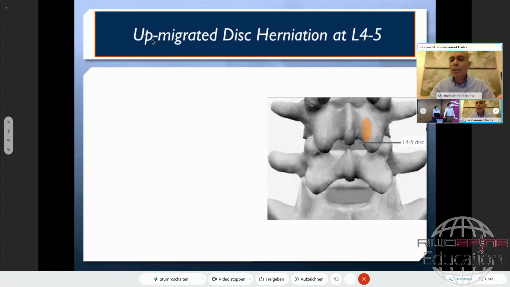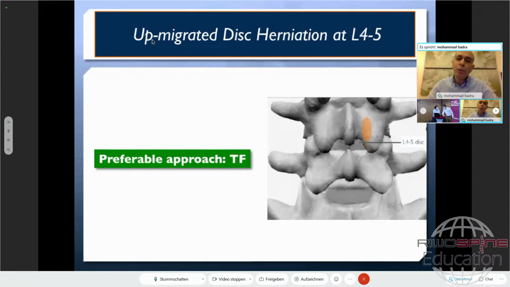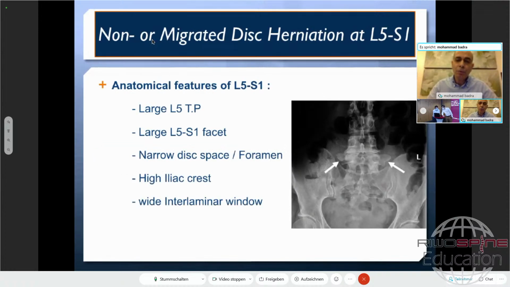For up-migrated disc herniation, of course, you can do it through the interlaminar approach, but here you have to resect a good part of the bone, of the lamina, in order to be able to access the herniated disc. And because I don't have the problem with the exiting nerve root here, I prefer to do it through the transforaminal approach. For L5S1, because of all the anatomical limitations that I spoke about, as long as the disc is within the spinal canal, I always go through the interlaminar approach. If I have a foraminal or extraforaminal disc hernia at L5S1, I will go through the transforaminal approach.